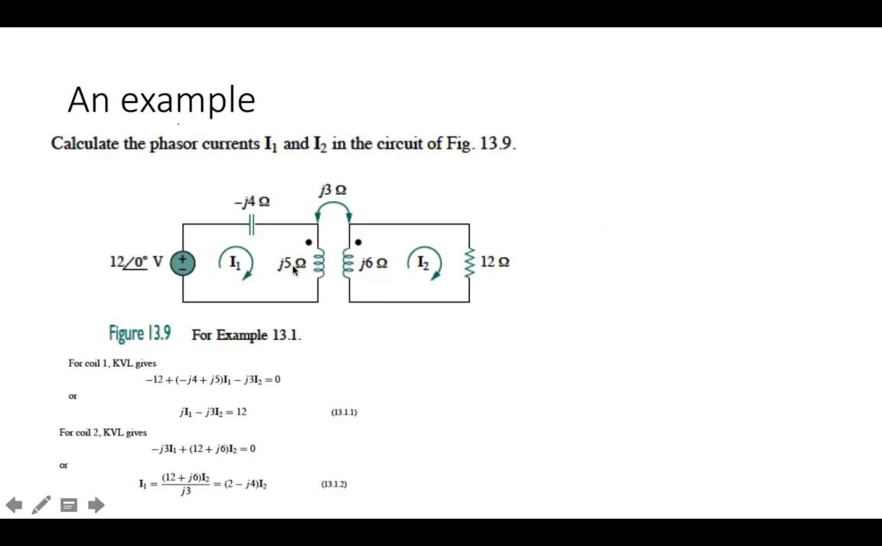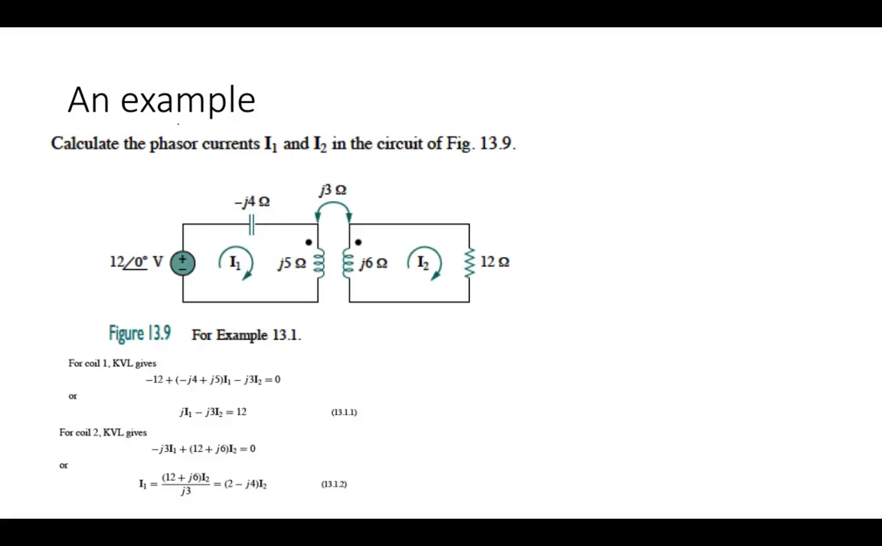So this is the example that I want to look at, and you'll note on this example we have the dots and we have the mutual inductance specified here as J3. This is the way you'll get that specified in the problem. We have a capacitive impedance, we have a resistive load connected to coil 2. We have two phasor currents defined, and we have 12 angle 0 as our voltage source. So this is kind of how the problem would be presented to you.